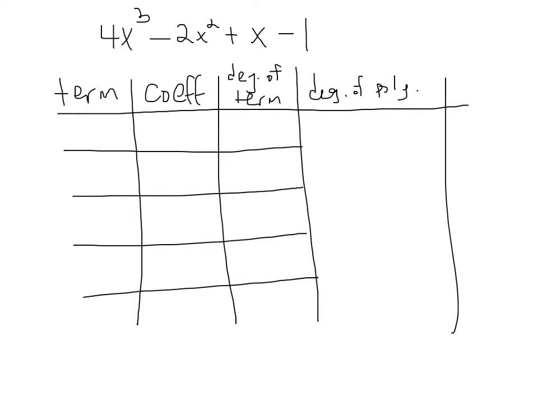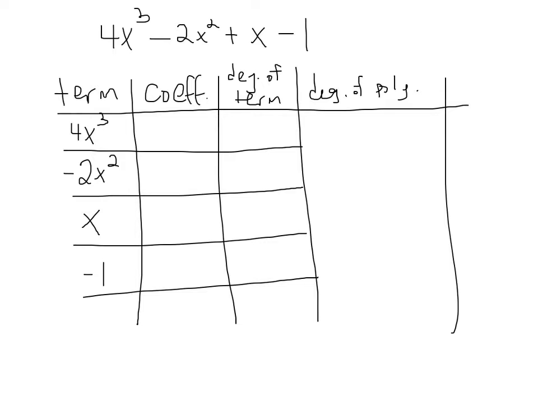In this next example, I'm going to give you a polynomial shown here at the top of the screen. And the first thing I'm going to have you do is to write in all of the terms that we just talked about here. Remember, terms are separated by addition. So the first term is 4x cubed. The next term, be careful, is negative 2x squared. The third term is just x, and the fourth term is negative 1.